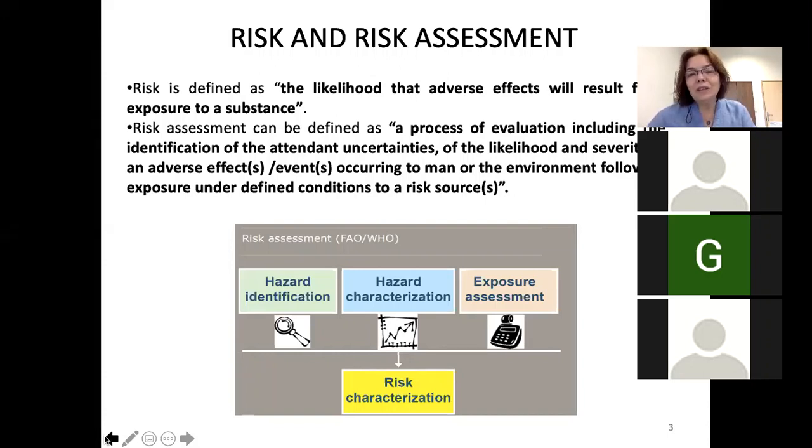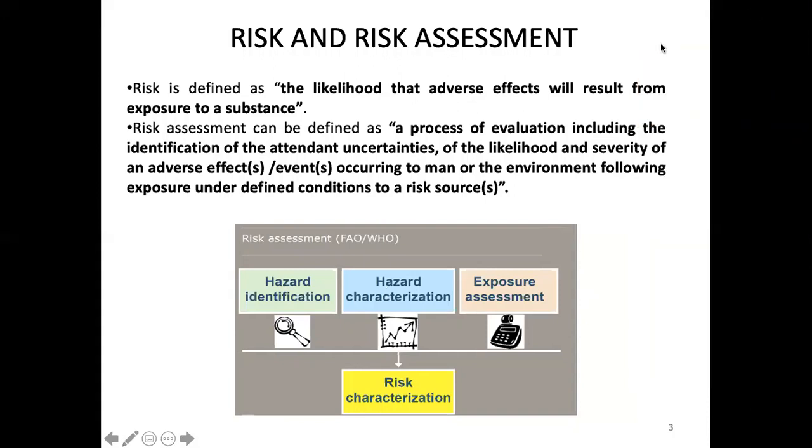And if you are a scientist or you want to be a scientist, you know very well what risk and risk assessment actually are. But generally, risk is defined as the likelihood that adverse effects will result from exposure to a substance, and risk assessment can be defined as a process of evaluation, including the identification of the attendant uncertainties, of the likelihood and severity of an adverse effect occurring to man or the environment following exposure under defined conditions to a risk source.